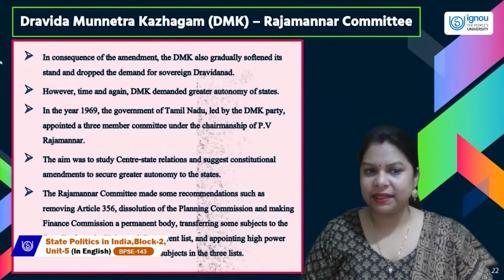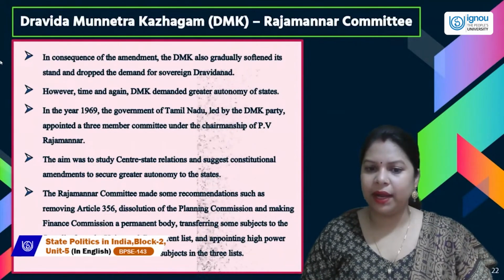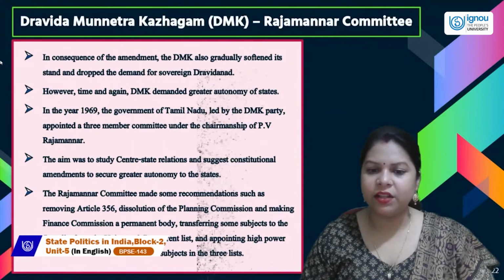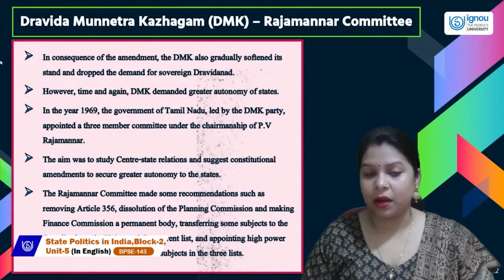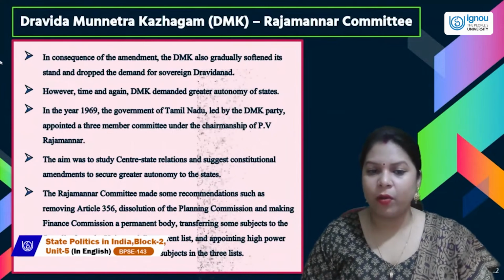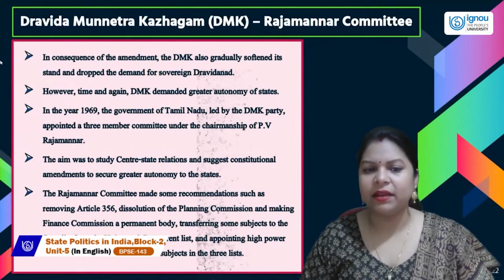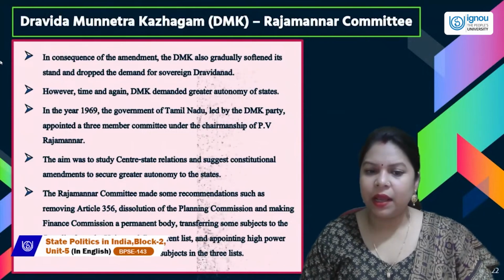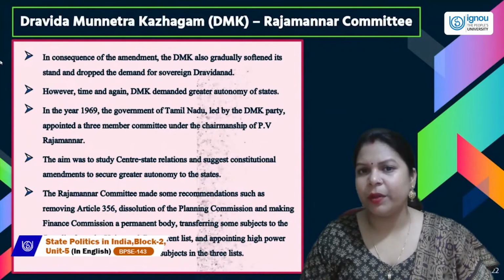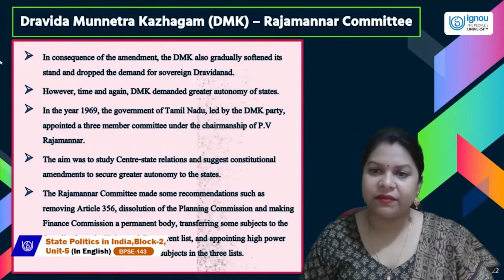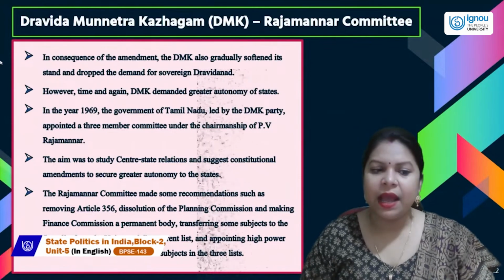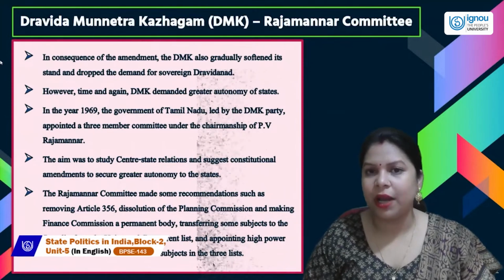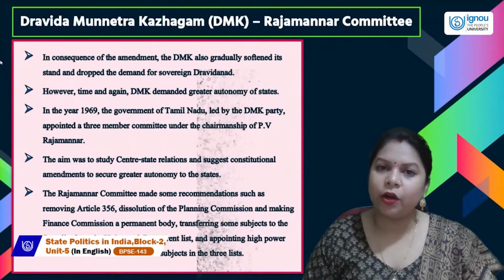In the year 1969, the government of Tamil Nadu, led by the DMK party, appointed a three-member committee under the chairmanship of PV Rajamannar. So, after coming to power in 1969, the government of Tamil Nadu appointed a three-member committee under the chairmanship of PV Rajamannar. That is why this is known as the Rajamannar Committee. And the aim was to study the center-state relations and suggest constitutional amendments to secure greater autonomy to the states.